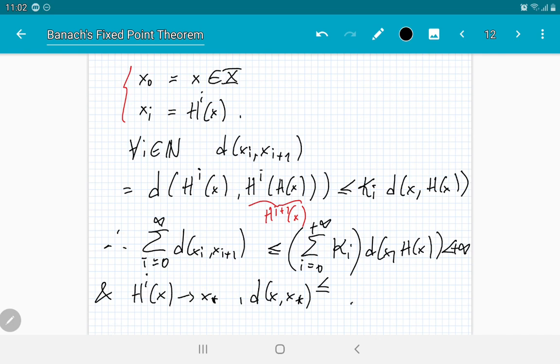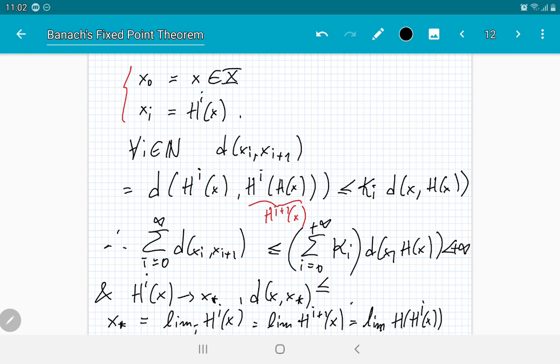Now, what's missing is to argue that x star is a fixed point of h, but that's easy. Well, x star is the limit of h^i of x, which is the same as the limit of h^(i+1) of x, which is the same as the limit of h applied to h^i of x. This is just shifting the sequence by one term, which doesn't change the limit. Sorry, the i here is misplaced. Here I have h applied to h^i, so of course that's h^(i+1). But h is continuous, and what's inside here converges to x star, so this is simply h of x star by continuity of h. h is Lipschitz, therefore it's continuous. So there is no question that x star is equal to h of x star.